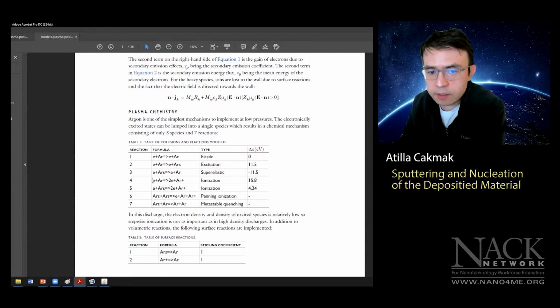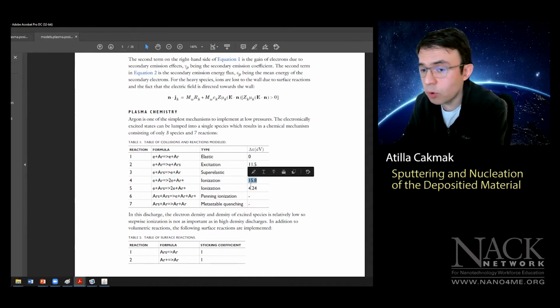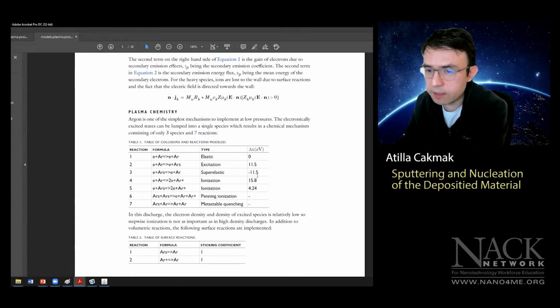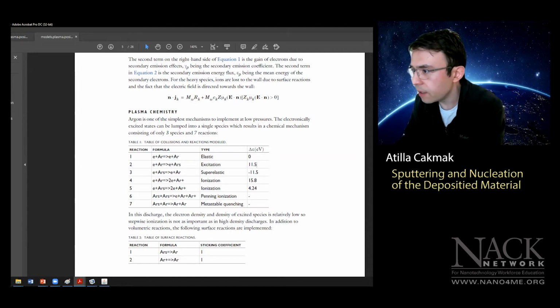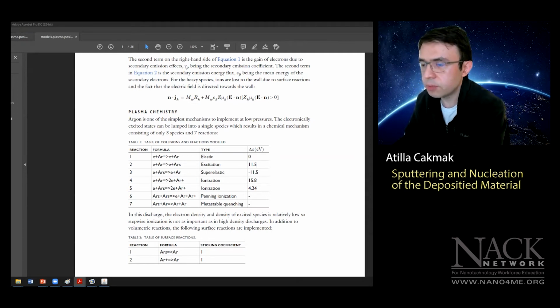So what else? We have the proper ionization. We have one electron colliding with the argon. We're generating another electron and we're generating the ion. So that's going to require more, 15.8. More than what? More than the excitation. Look, that was 11.5, right? Another chat thing came. Of course, yes, Remy, thank you.